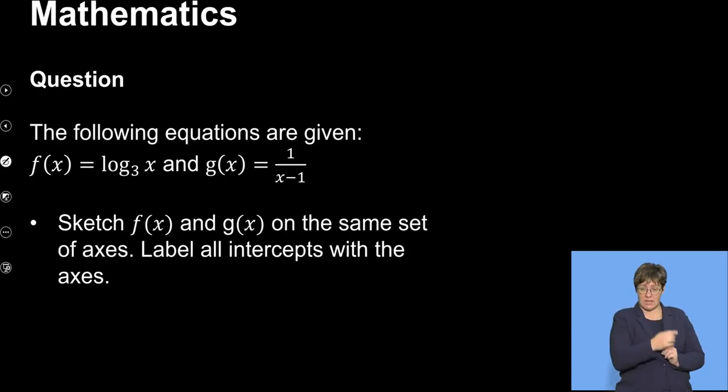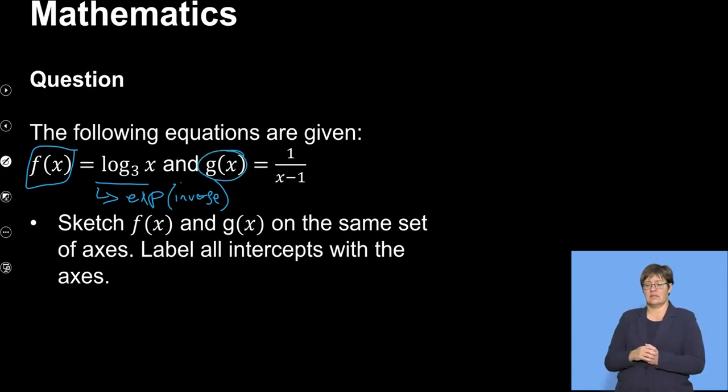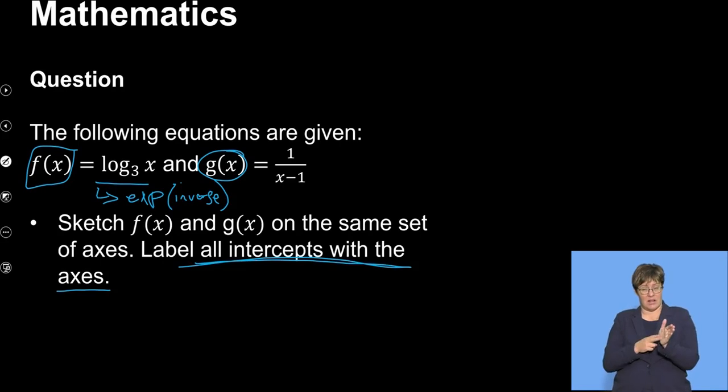So the first question says the following equations are given, and the equations are f of x is equal to a log. Immediately I say this, I'm already thinking the inverse of this will be the exponential graph, right? And then g of x will be the hyperbolic function. So now we need to sketch this, but before we do that, they tell us that we need to label our intercepts with the axes.